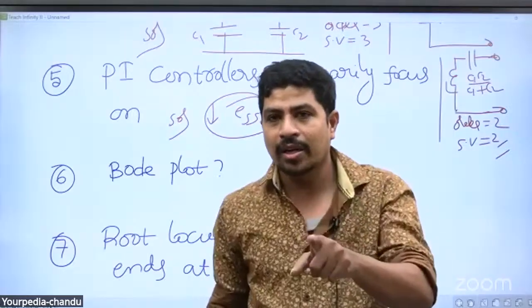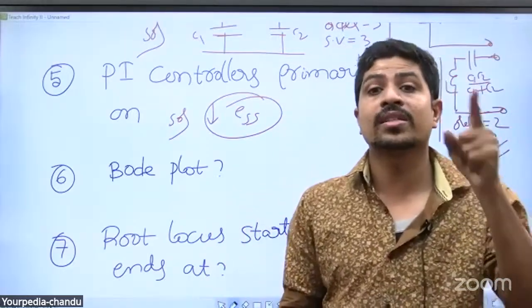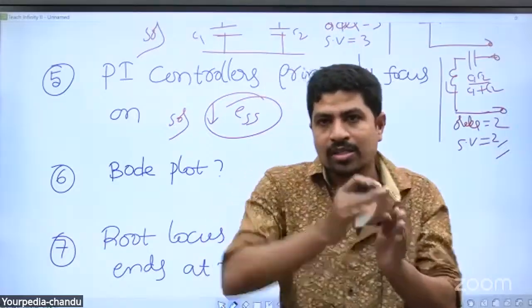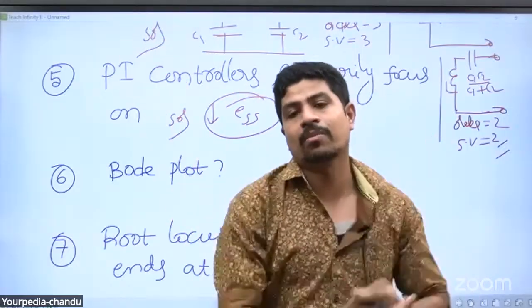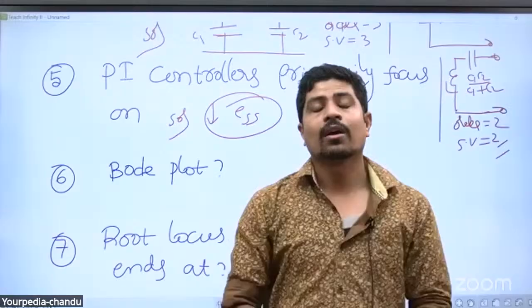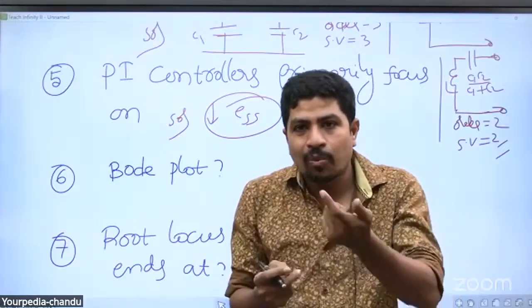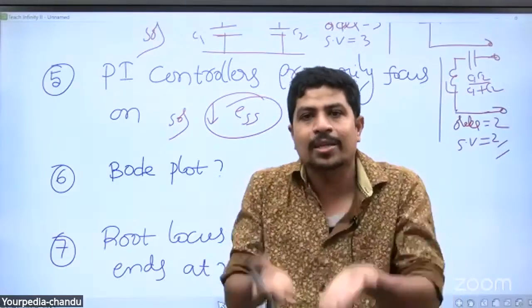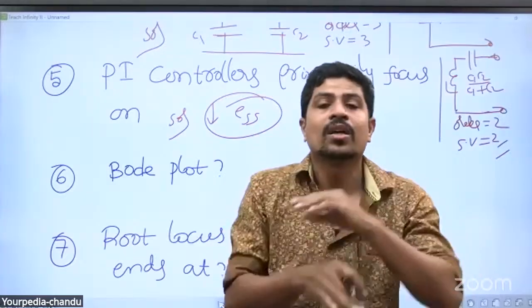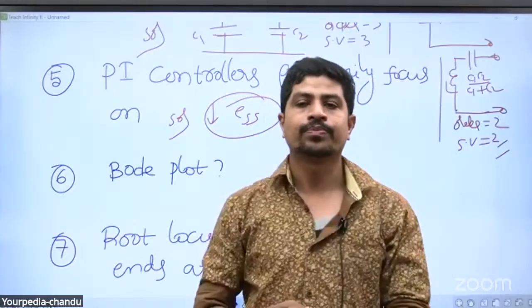PD controllers are related with the transient response. PI controller is related with the steady state error. PI controller, steady state performance. PD controller, transient performance. This one we discussed very clearly. A PI controller is going to add one pole at the origin in OLTF. It is going to raise the type of the system, due to which steady state error is going to become exactly equal to 0. Right?